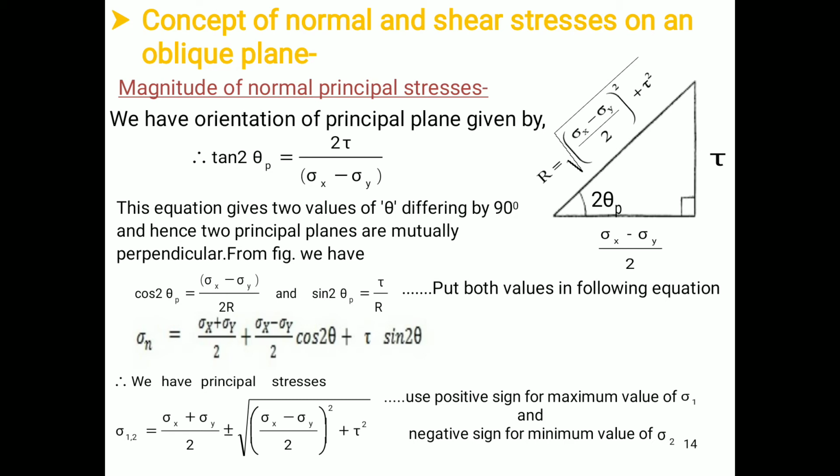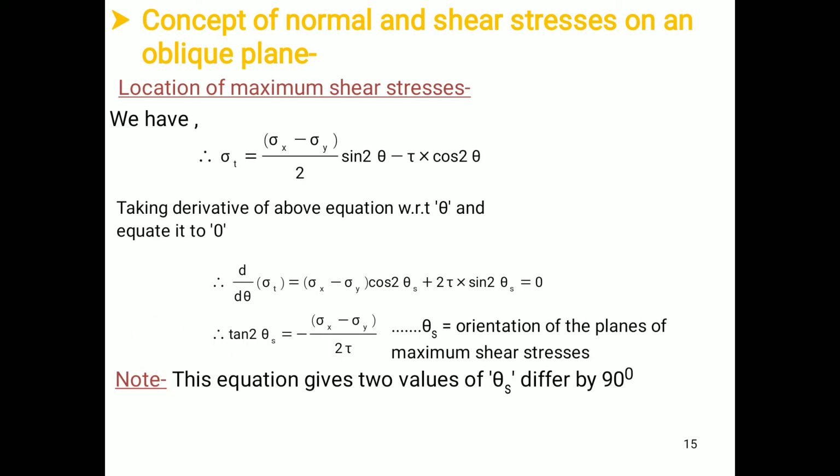In the next slide we are going to discuss the concept of the location of maximum shear stress. Again, we are going to find out the location where the maximum shear stress acts. We have tau t equal to sigma x minus sigma y by 2 sine of 2 theta minus tau cos of 2 theta. Again, it is the equation of shear stress on an oblique plane. What we have to find out from this equation is the location of maximum shear stress. So how to find out that location?